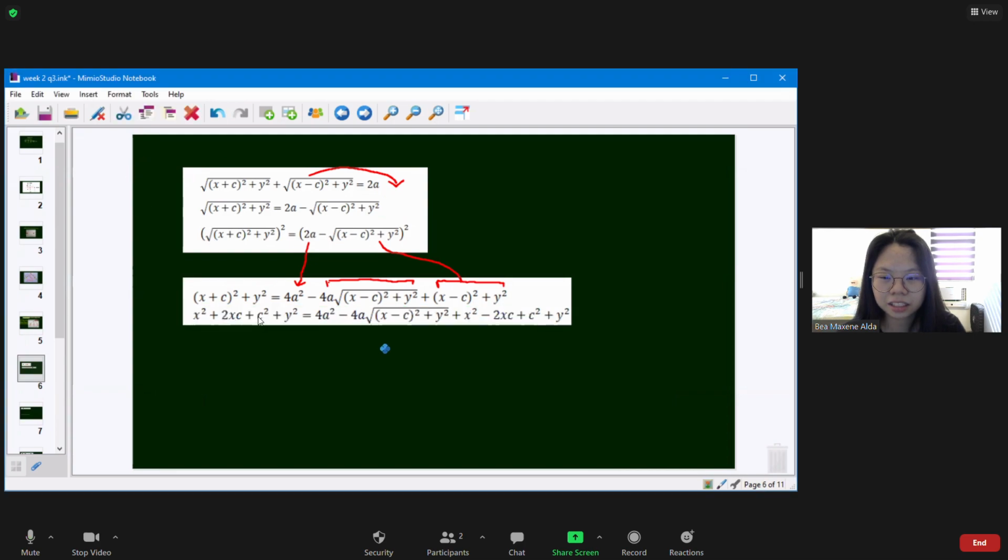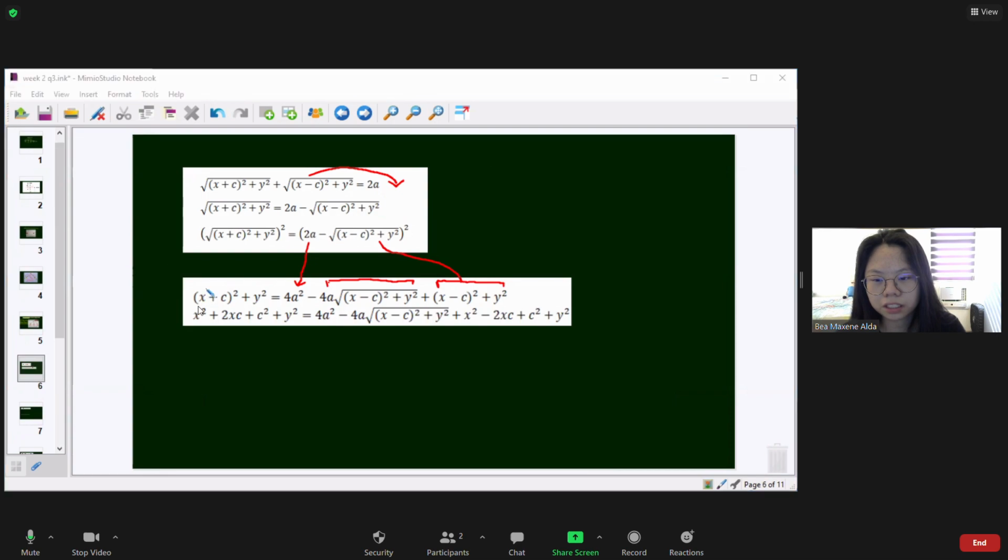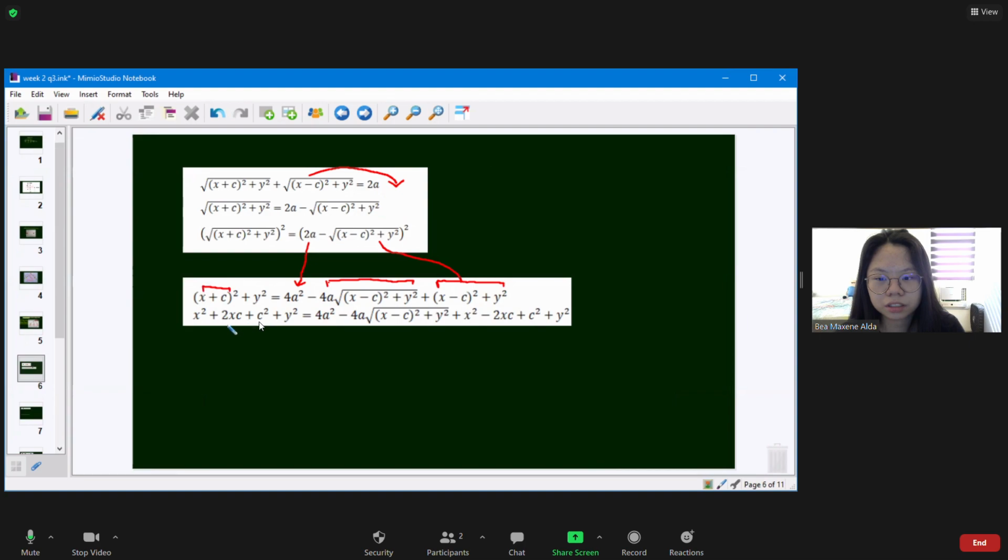Then, we expand, of course. Expanding x plus c squared becomes x squared plus xc plus c squared. And then, on the other side, same thing, we also expand x minus c squared, which led us to x squared minus xc plus c squared.